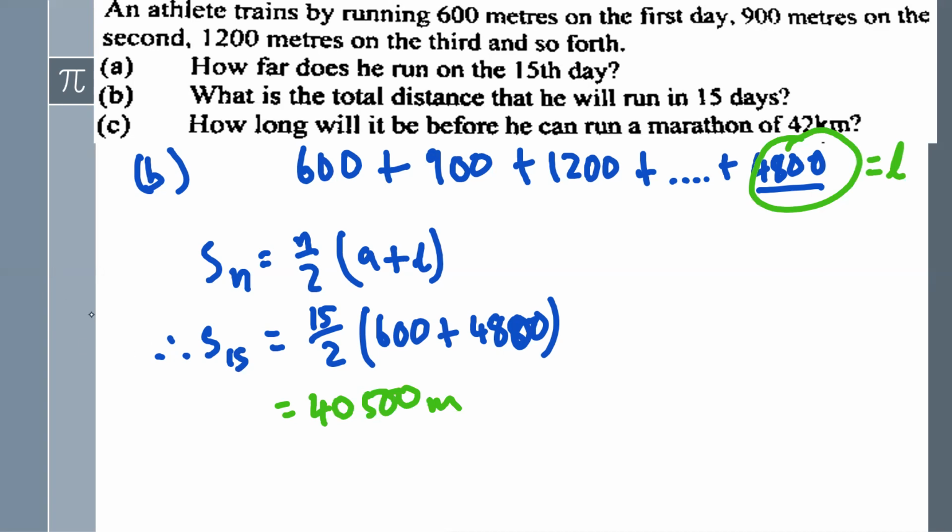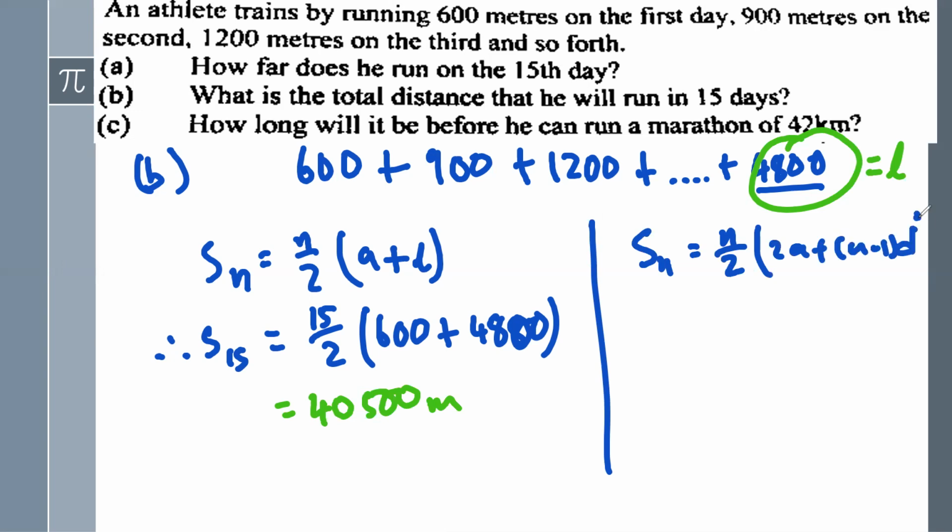Okay. You could have, of course, used Sn equals n over 2 into 2a plus n minus 1 times d. But of course, that's obviously the long way to go about it, and you end up substituting a lot and a lot there. All right. I hope that is clear and that you have understood the question in case something similar is asked in an exam or a test.